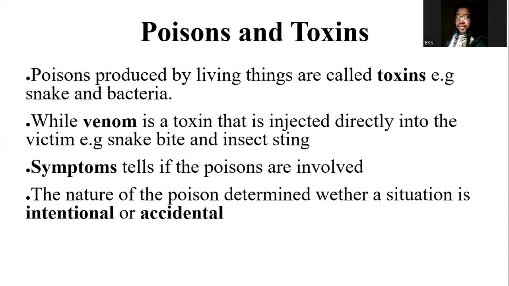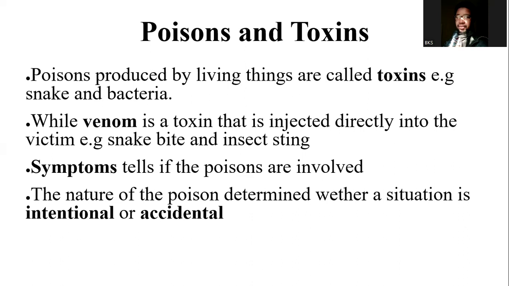But specifically, those that are injected directly into the victim, either by snake bite or by an insect like a scorpion, are called venom. So poisoning can be intentional, or it can be accidental. As a forensic toxicologist, you should be able to know cases of accidental poisoning and intentional poisoning, depending, for example, on the type of poison that was used. You know that this kind of poison can be accidentally eaten. So it can be food poisoning.